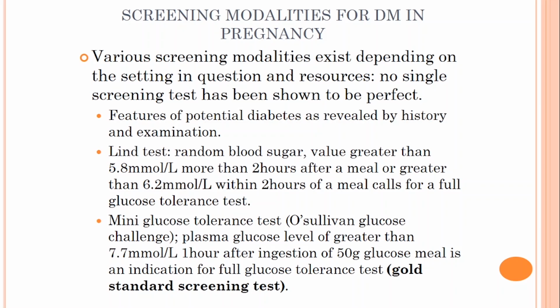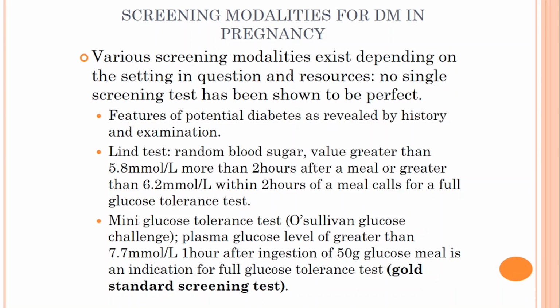There's another screening test called the Lean test, in which when you have a random blood sugar value greater than 5.8 millimole per liter more than 2 hours after a meal, or greater than 6.2 millimole per liter within 2 hours of a meal, then that calls for a full oral glucose tolerance test, that is OGTT.